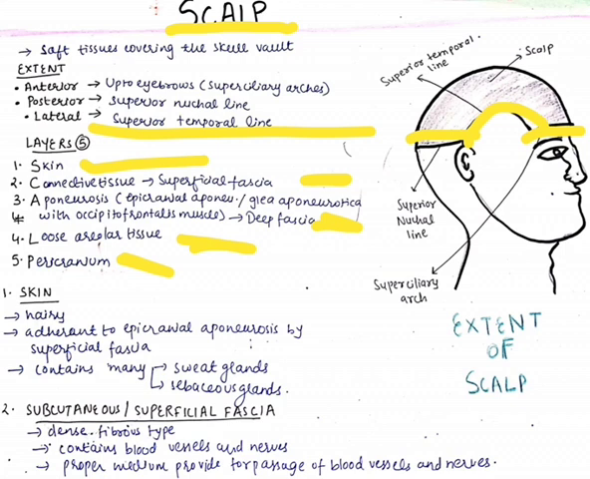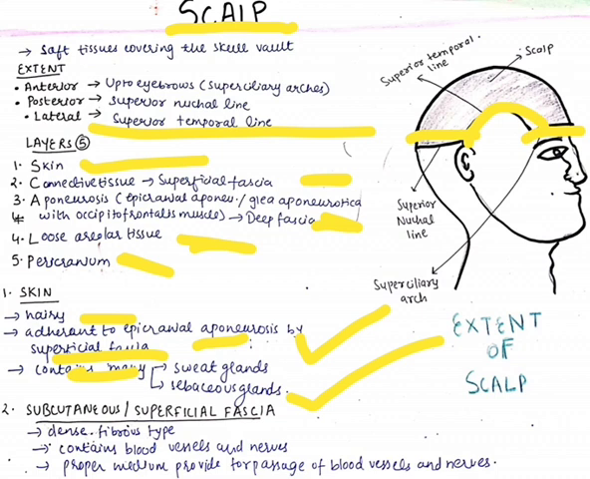Number 1, that is skin. The skin is hairy and is adherent to the epicranial aponeurosis by the superficial fascia. So the skin is attached to the epicranial aponeurosis by the superficial fascia. Indirectly, skin is attached to the aponeurosis via the superficial fascia. The number 1 layer is attached to the number 3 layer via the number 2 layer. I hope you're getting it. Now the skin has many sweat glands and sebaceous glands. So here we are done with the skin.